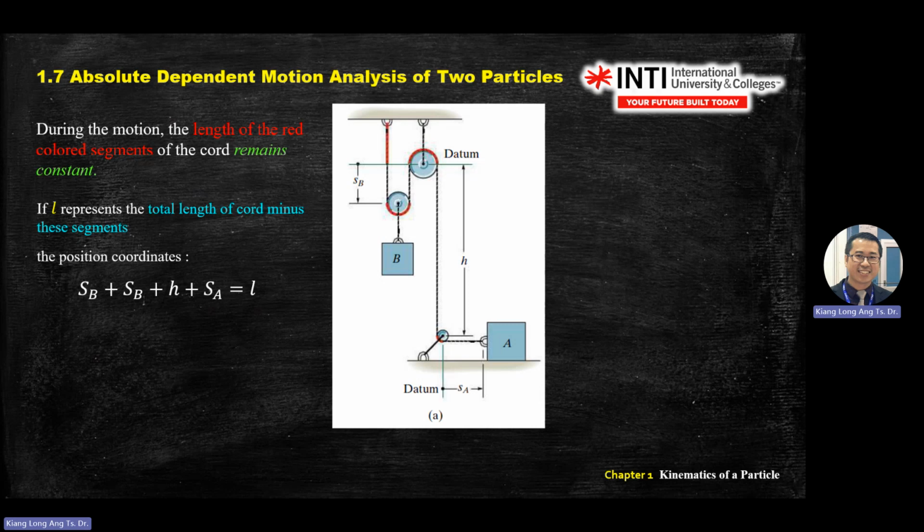No, you don't look at the rope direction. You ignore rope direction. It doesn't matter how the rope goes up or down. You focus more on the object, object A or B, A and B.